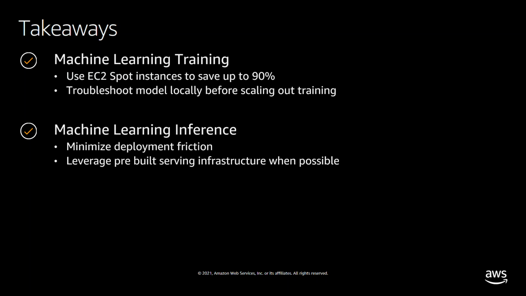For inference, there are a few tips as well. One is to leverage pre-built serving frameworks and architectures whenever possible. There's a lot out there, so you don't need to reinvent the wheel there. And finally, for inference, definitely try to automate as much of the deployment pipeline as possible and minimize friction between engineering and data science by potentially implementing multiple pipelines that serve each of their interests.